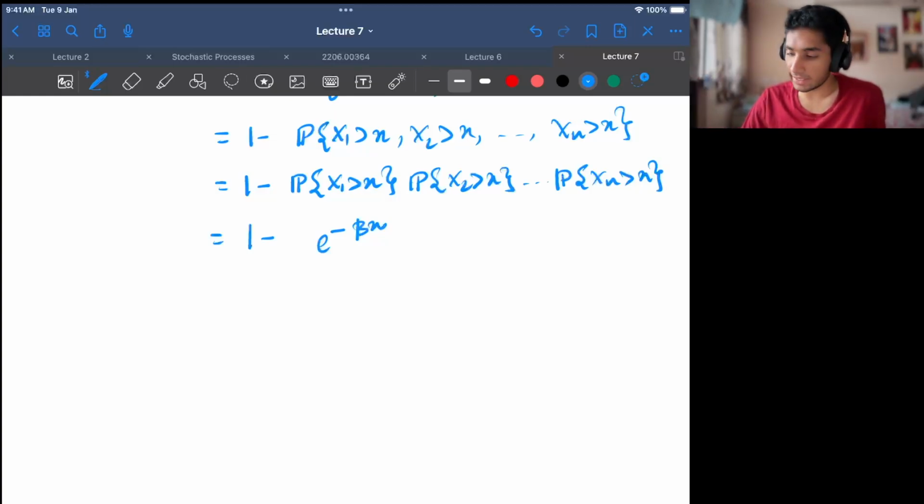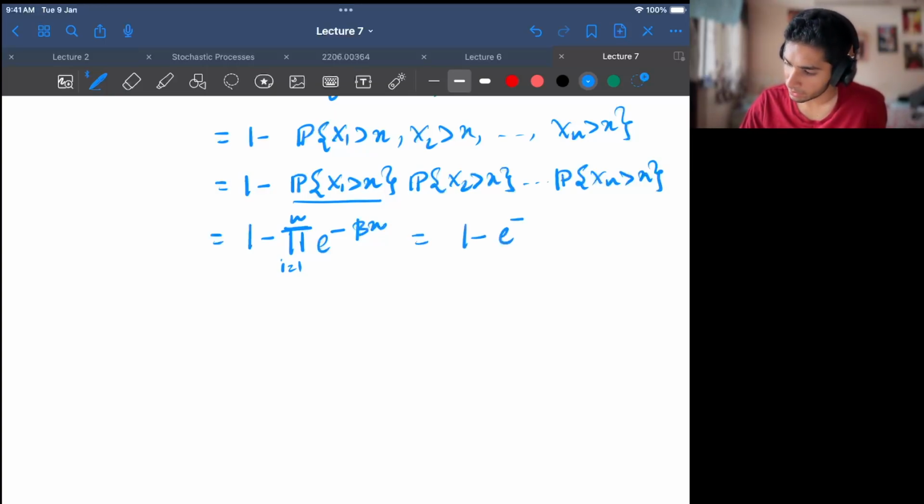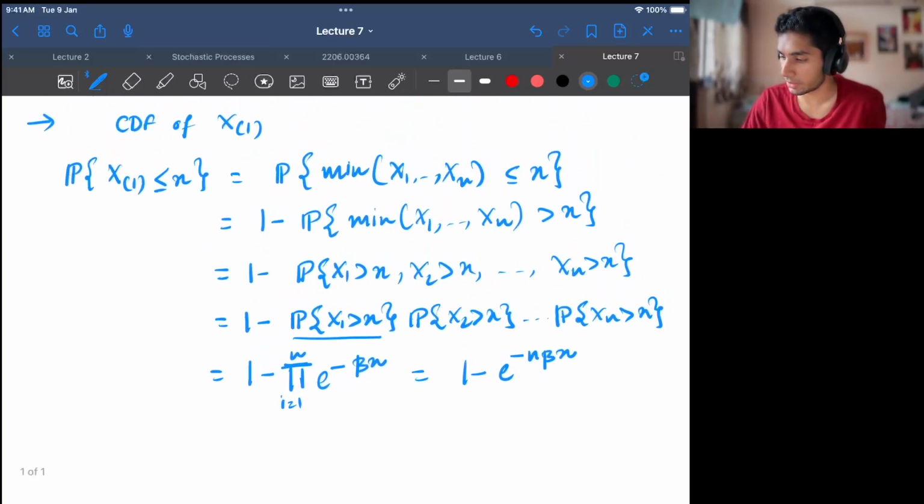So just look at the CDF of the exponential random variable, right? 1 minus the CDF is what this probability is, okay? And it's the product of all this because all of them are the same, a product over a dummy variable i going from 1 to n. So this will become what? 1 minus e raised to minus n beta x, okay? This is what the probability will be.